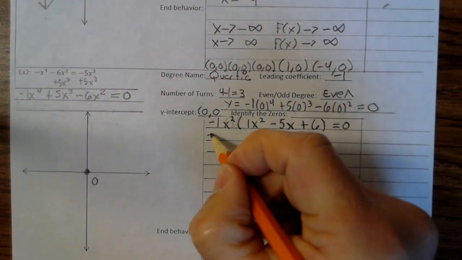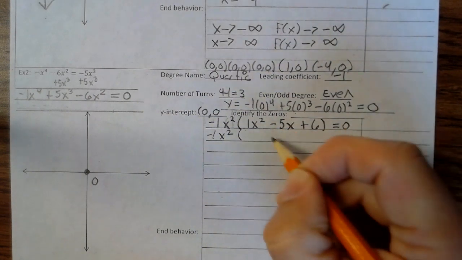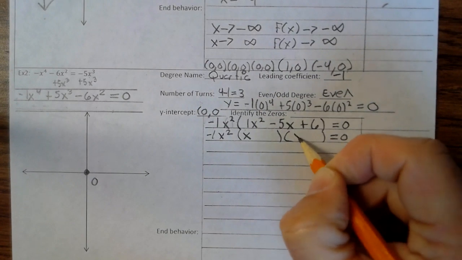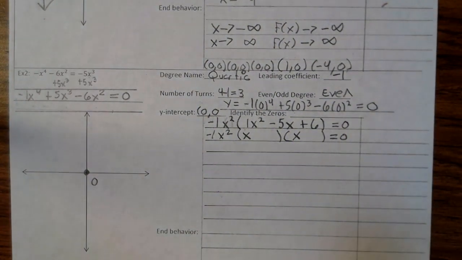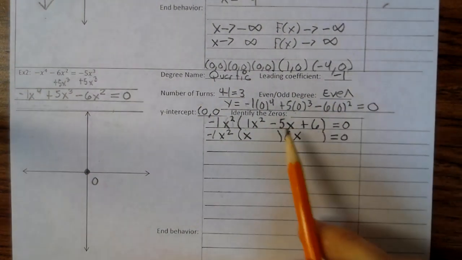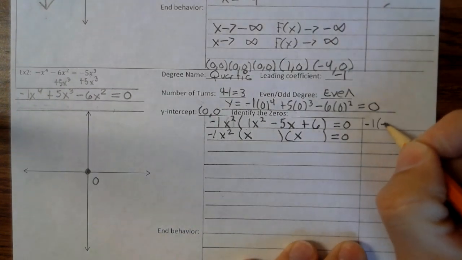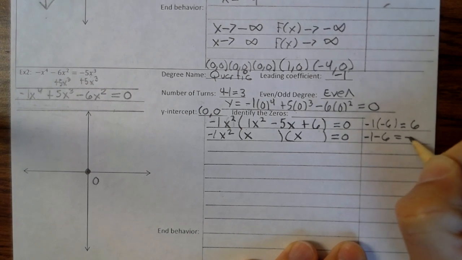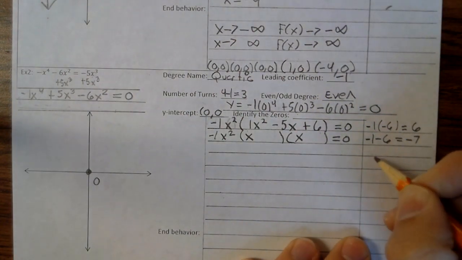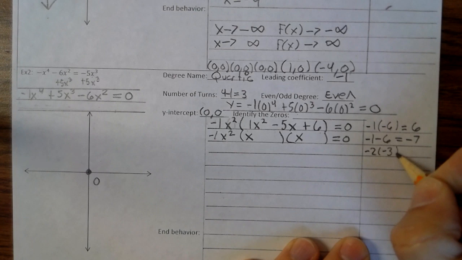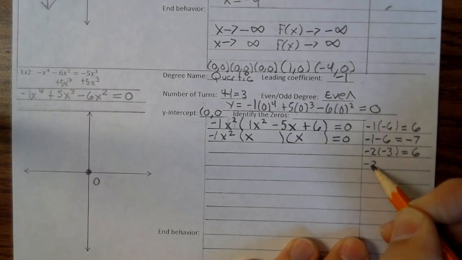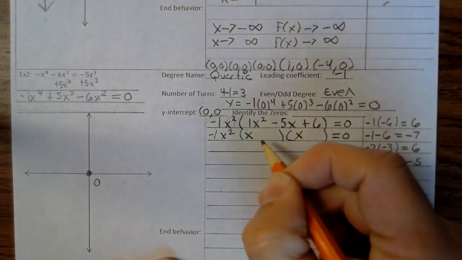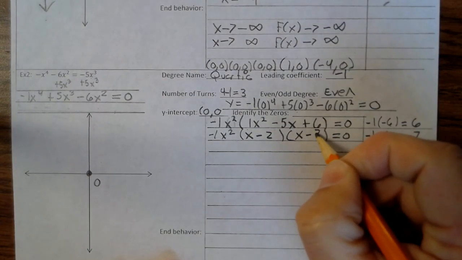Okay, so now we have negative 1x squared. You want to factor everything first before you start solving. We know x and x. Now we need to find all the combinations that multiply to give you 6 and combine to be negative 5. So negative 1 times negative 6 is positive 6. Negative 1 minus 6 is negative 7. That doesn't work. Negative 2 times negative 3 is positive 6. Negative 2 minus 3 is negative 5. That works. So our factors are x minus 2, x minus 3.